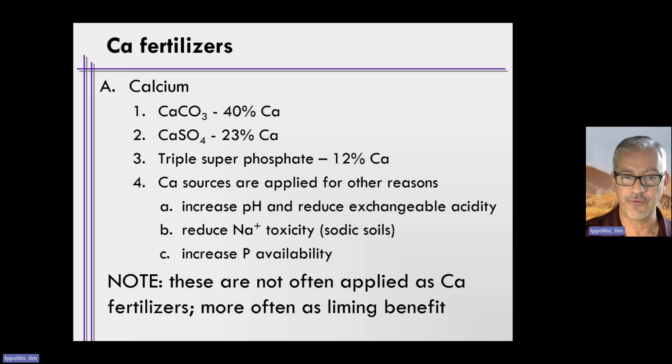Or we add calcium sources to increase phosphorus availability, for example, triple superphosphate. So the big note at the bottom of this slide is that these are often not applied as calcium fertilizers, but more often as a liming benefit, and in some instances, we add calcium sources to reduce sodium toxicity. We would find these issues in areas that are semi-arid to arid, or to increase phosphorus availability.